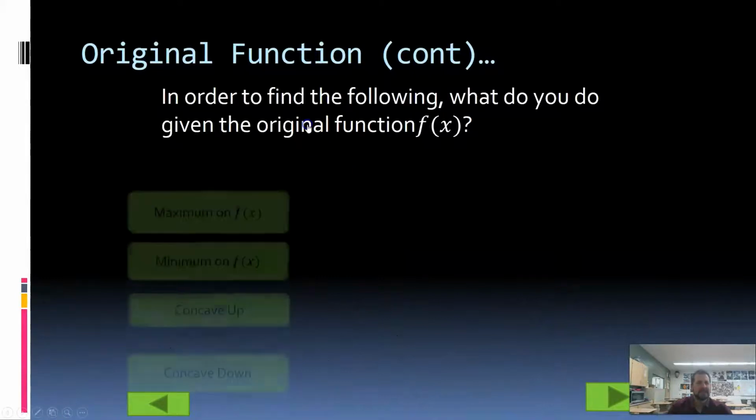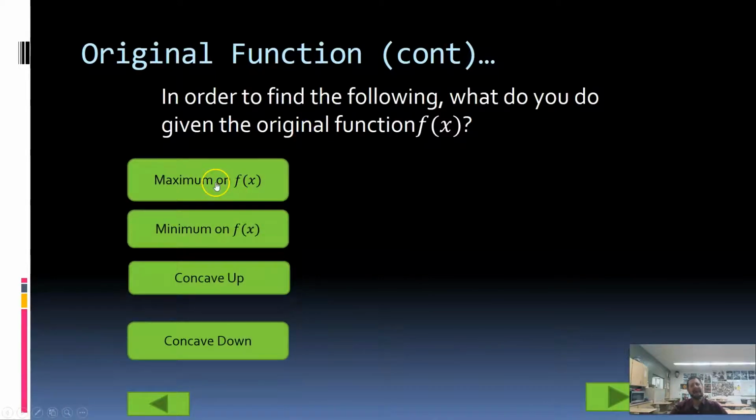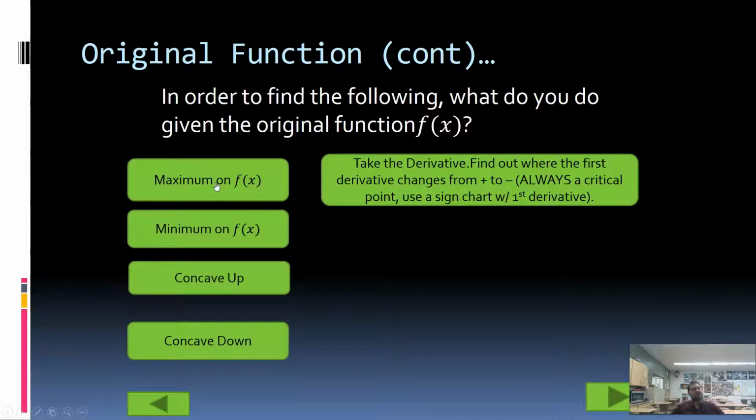So here's a couple more questions. If I'm asked to find a maximum, what we do is just like we talked about before, again with a function, not a graph. I take the derivative, I set it equal to 0, I find my critical points. A critical point on the original function is where the first derivative changes from positive to negative.